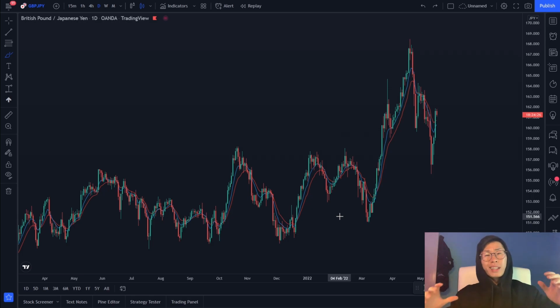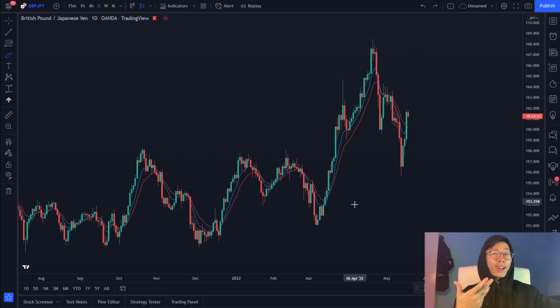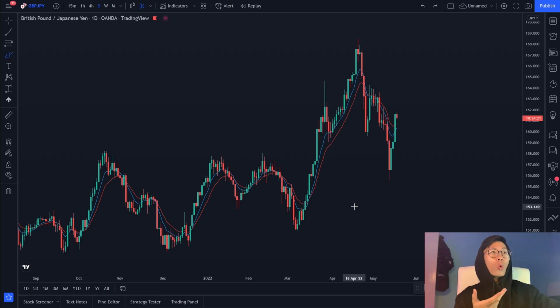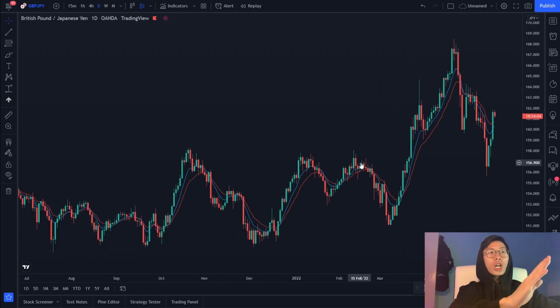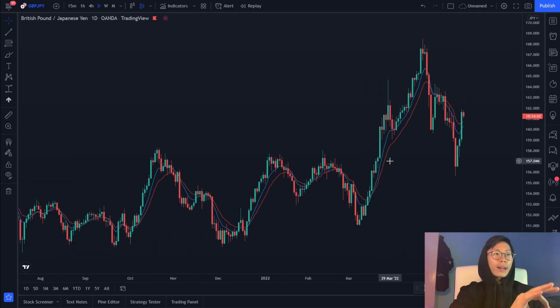Our job is not to predict the market. Our job is to react to the market. We do not need to know what's going to happen next in order to make money, right? Since I have not marked up this chart, let's take a look at it and mark it up together, alright?